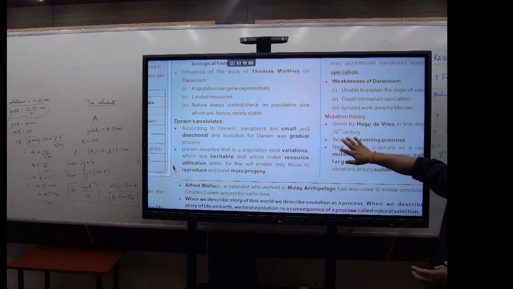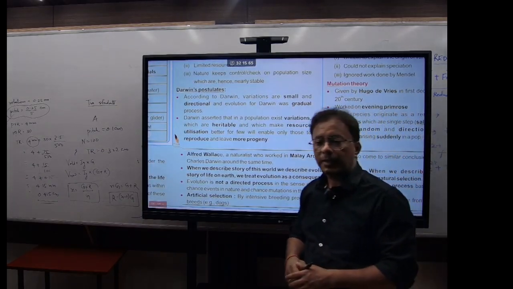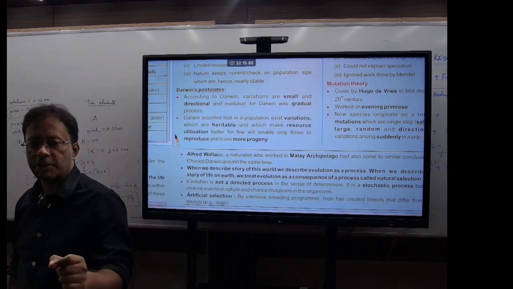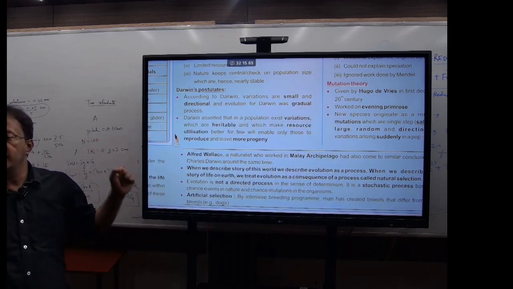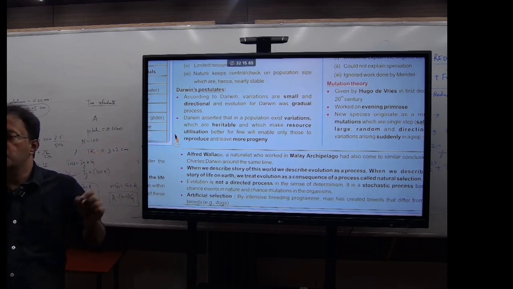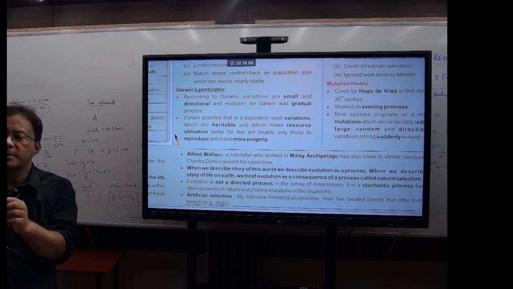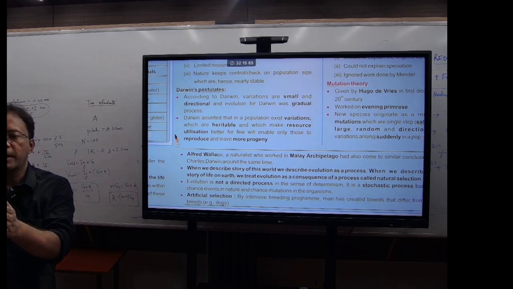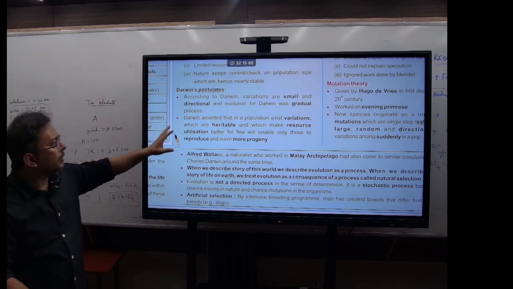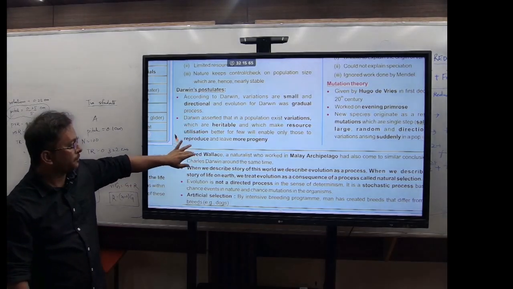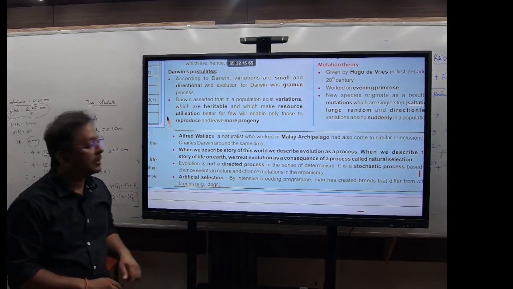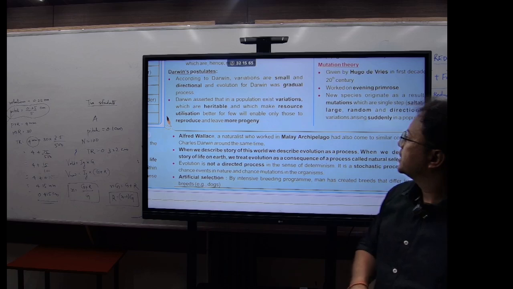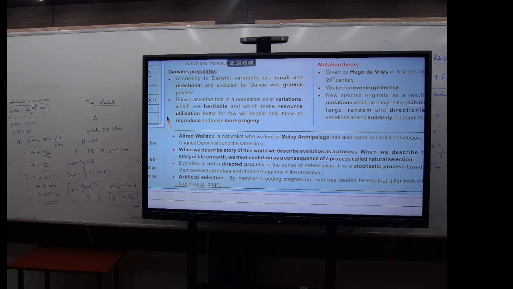And he said that according to Darwin, any change, any variation are usually small, and according to him, evolution is directional. It goes like a straight line. One change after other, one species becomes next species. It's a gradual process. But he also said that in a population exist variations which are heritable. Okay.